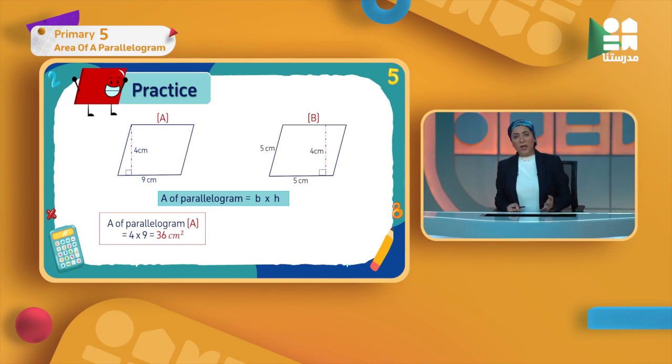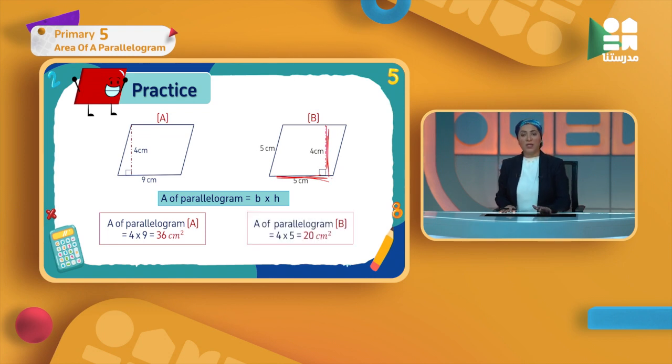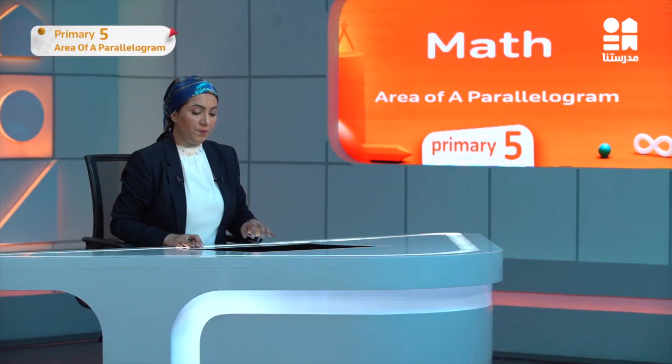Okay, what about the parallelogram B? The parallelogram B, again, the same rule all the time, base times height. My base length is 5 centimeters and my height is 4 centimeters. So it's going to be 5 times 4. And 5 times 4 is 20, so the answer is 20 centimeters squared.